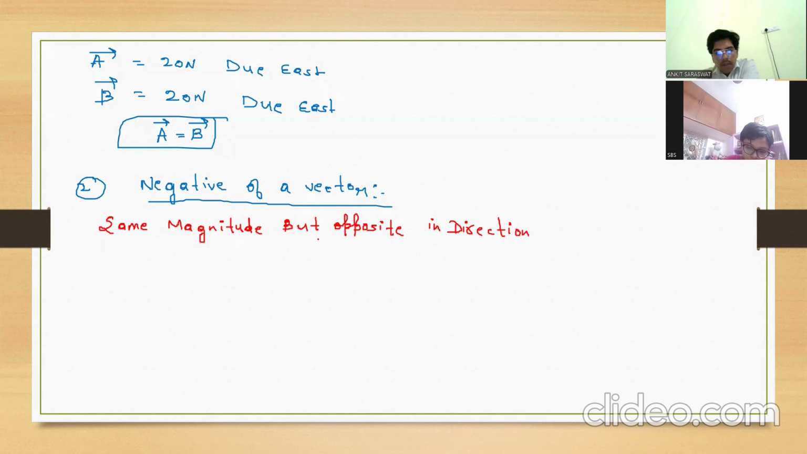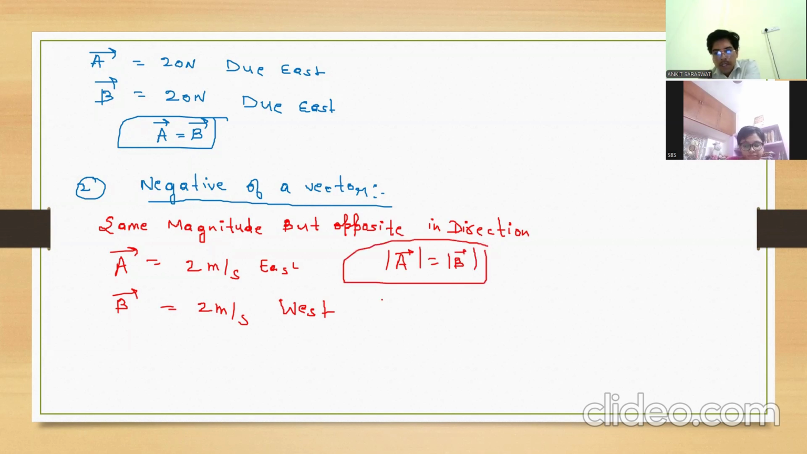Meaning is what? For example, there is a vector A, which is 22 meter per second east. B vector has same magnitude, but direction is opposite. It is west. Clear? So we can write like this. Magnitude of A is equal to magnitude of B, but the direction is opposite. So we are writing minus here. A vector is equal to minus B vector. Minus B vector means same magnitude, but opposite direction.